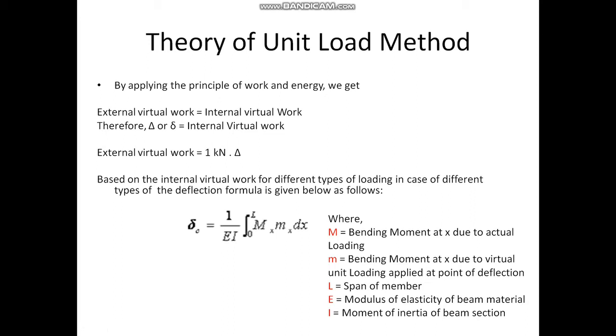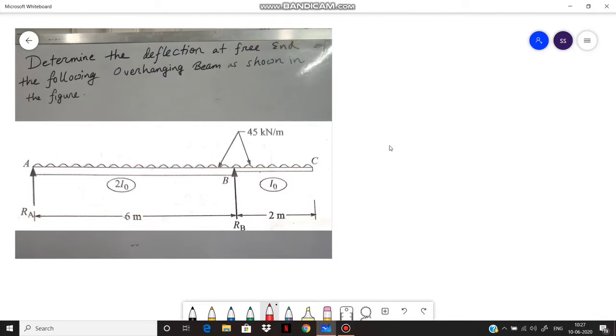Now let us do a numerical problem using unit load method. In this problem, we have to determine the deflection at the free end of the following overhanging beam as shown in the figure. So we have the free end at point C, that is here. The given load is 45 kilonewton per meter, which is a UDL, that is uniformly distributed load, from point A to point C, that is up to here.